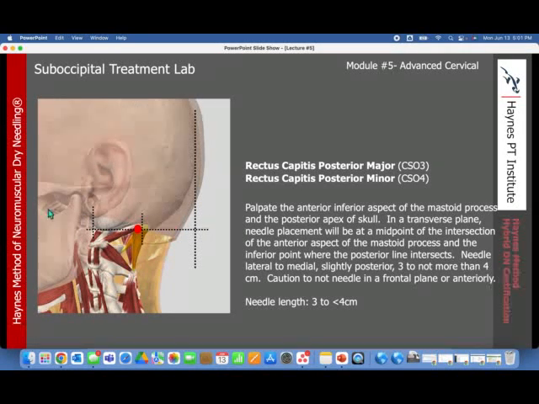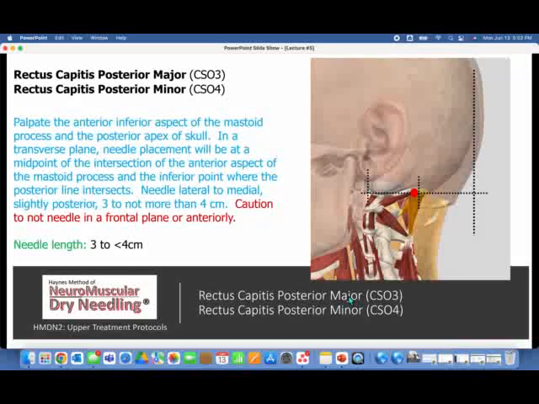I'll talk to this in detail, but basically we'll take from the inferior aspect of the mastoid process, the posterior aspect of the skull, and we're going to take a midpoint here. We're going to basically end up needling at that line right below with a slightly posterior angle so that we make sure that we don't hit anywhere near the location, give or take right here, of the spinal cord coming down. So this lets us catch both muscles at the same time. Needle length does have to be 3 to less than 4 centimeters, a little bit longer needle to reach that.